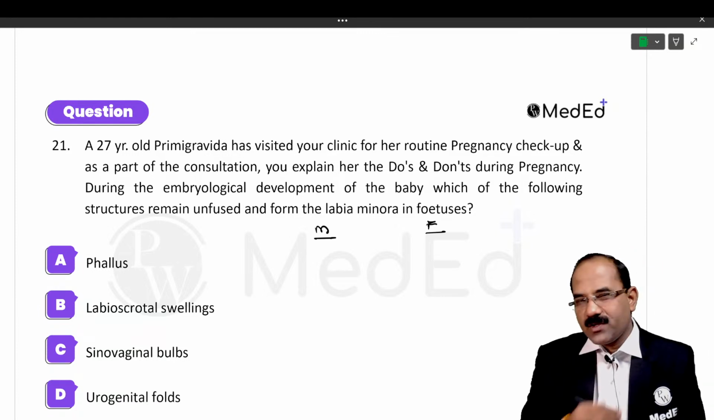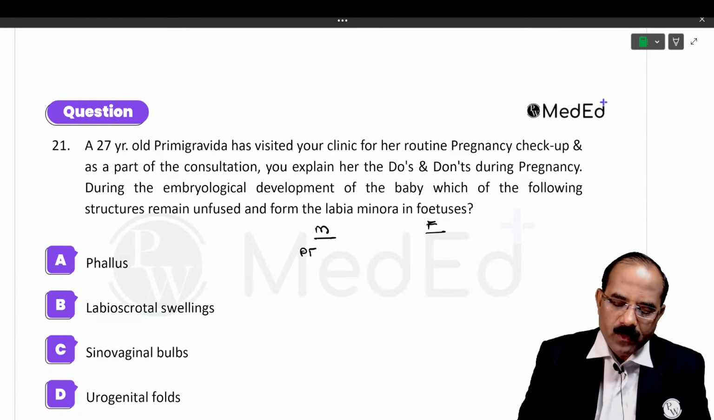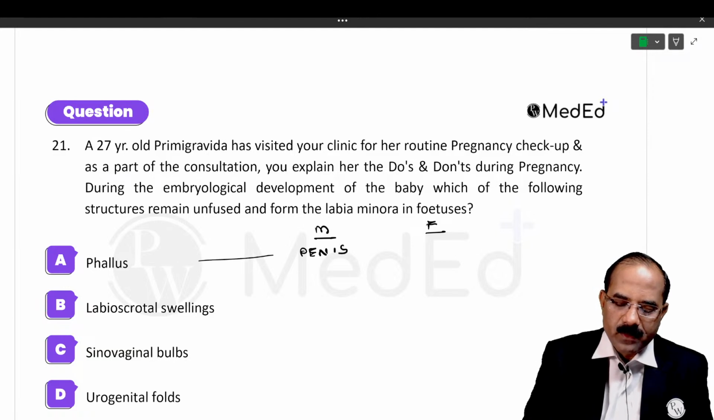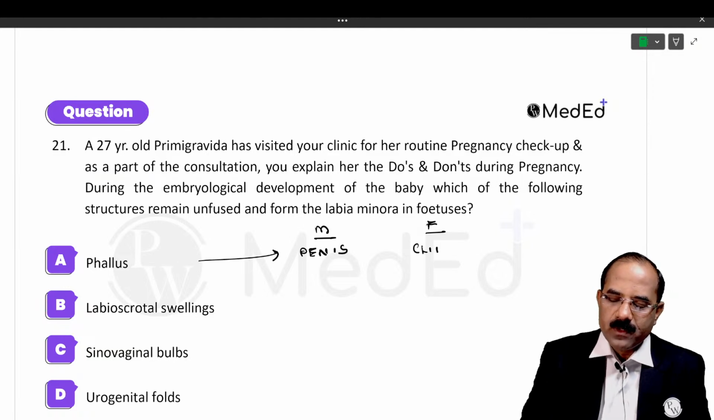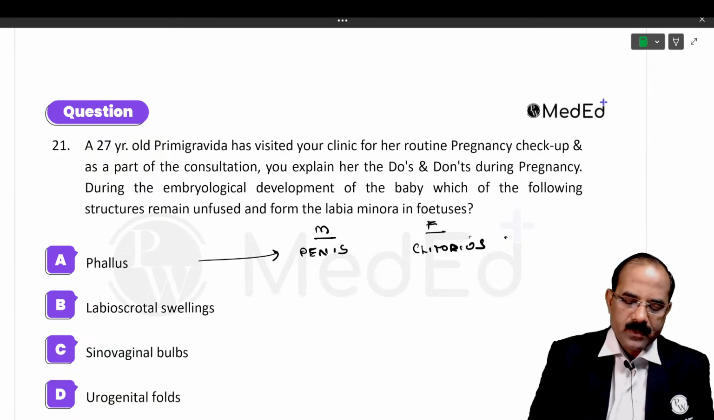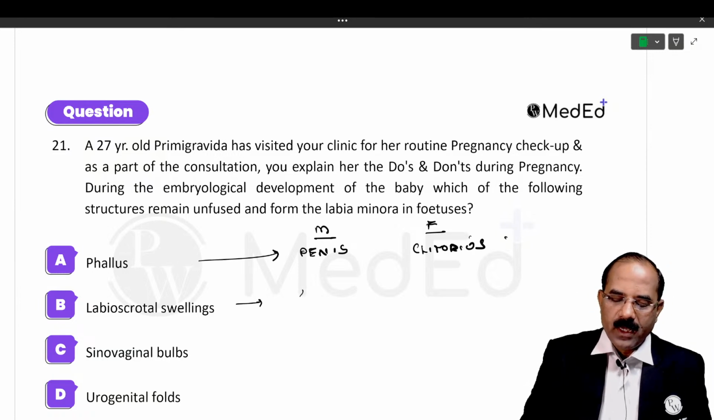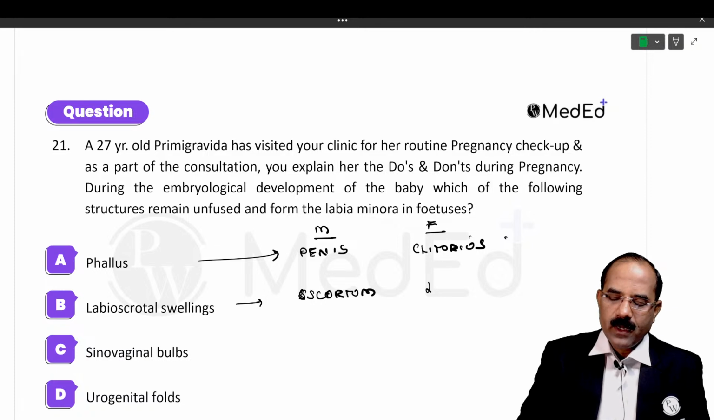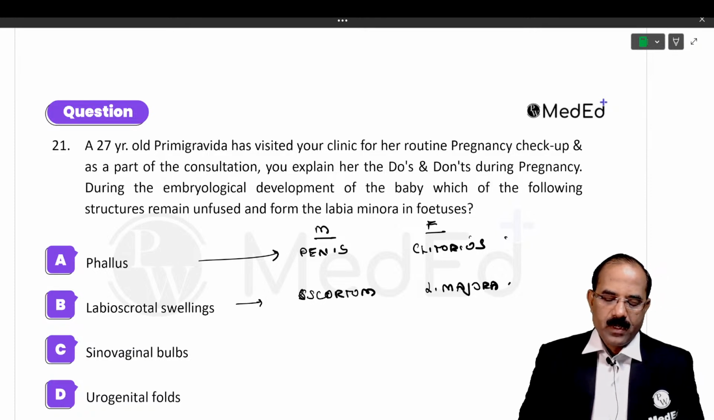Phallus. What does this phallus form? In males, it forms the penis. This is an important MCQ. In females, it forms the clitoris. Labioscrotal swelling, what will this form? Scrotum in males and labia majora in females.